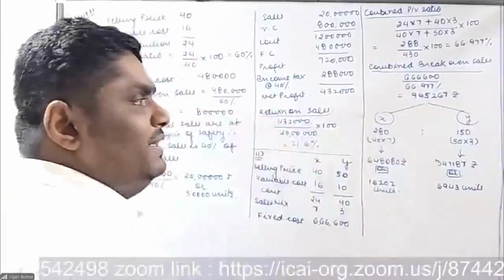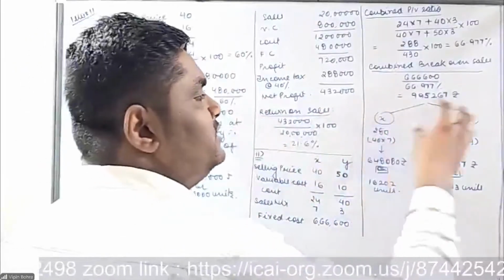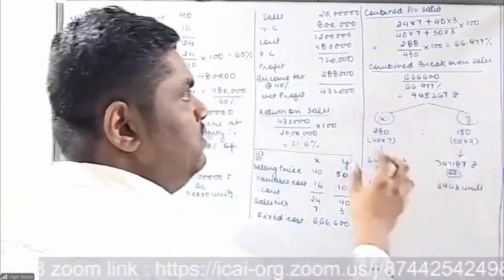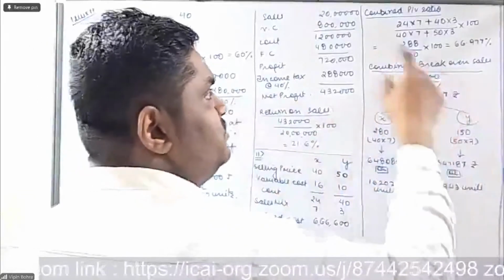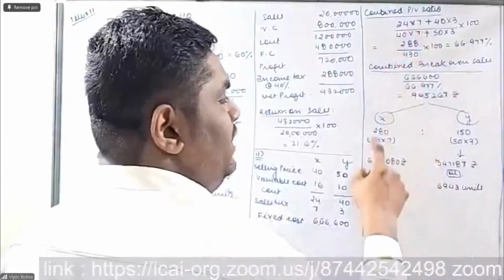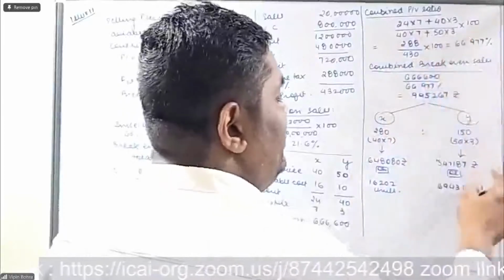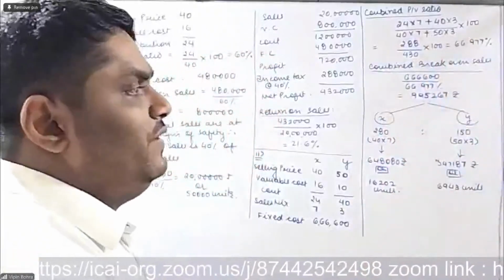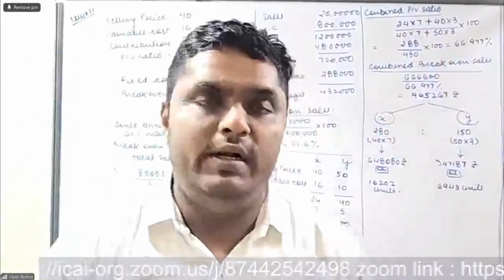So after calculating the combined break-even sales, again it will be distributed in the weighted sales ratio, that is the weighted selling price ratio, that is 40 into 7, 280, is to 50 into 3, 150. So this is how the break-even sales of individual products X and Y will be calculated.